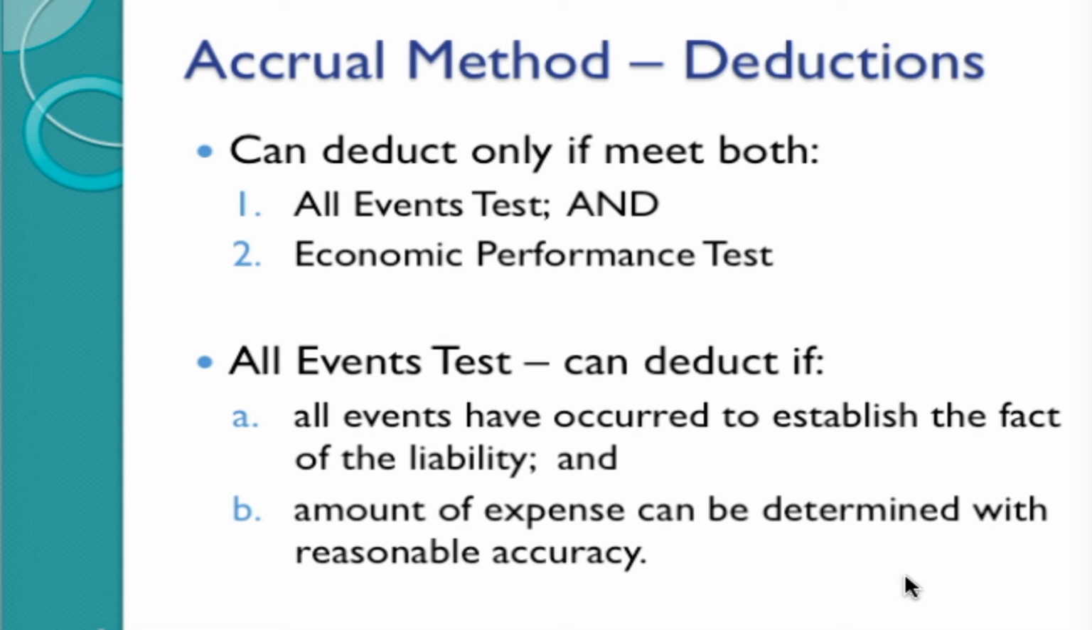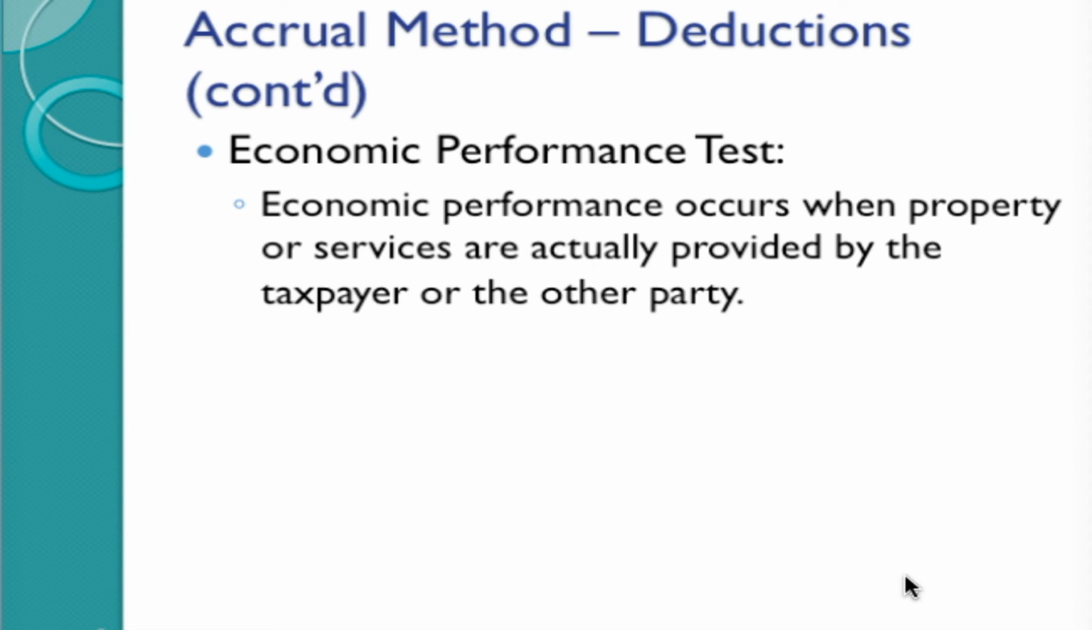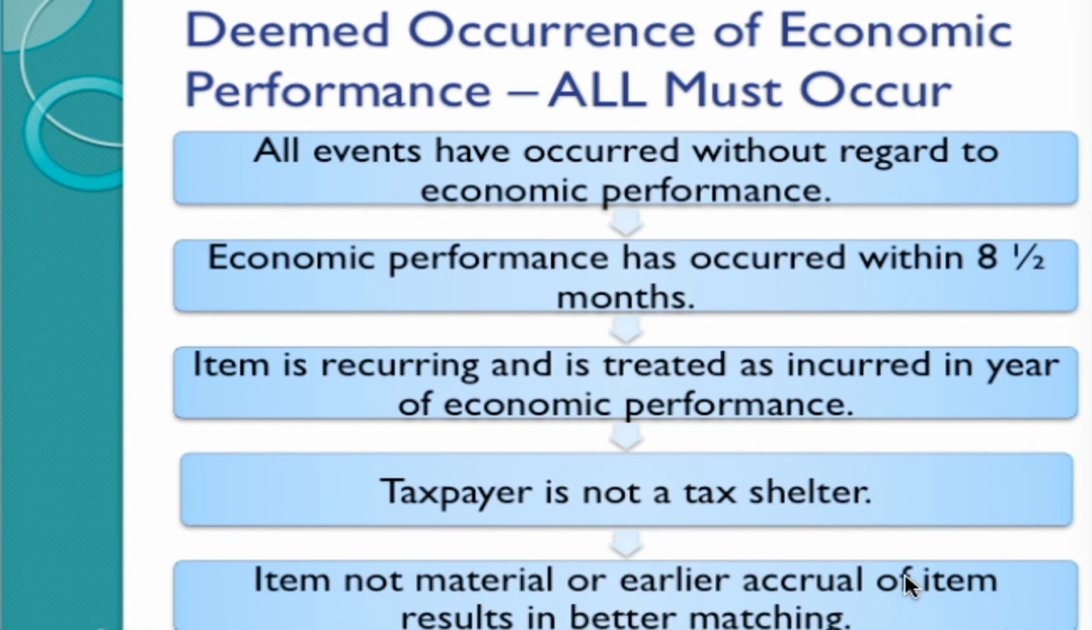For the deduction side, you can deduct only if both of these tests are met, the all events test and the economic performance test. So under, again, the all events test, all events have occurred to establish the fact that you have a liability, and the amount of the expense can be determined with reasonable accuracy. And then the economic performance test occurs when property or services are actually provided by the taxpayer or the other party. So you actually have to have performed there. It's just kind of a little flow chart with some more specifics.